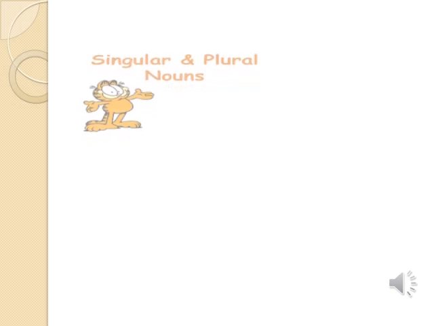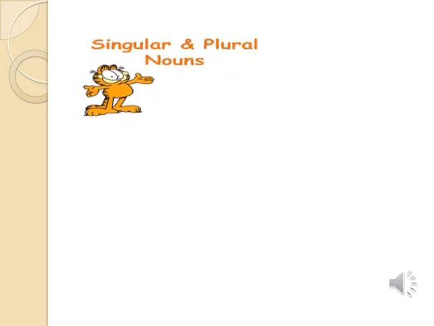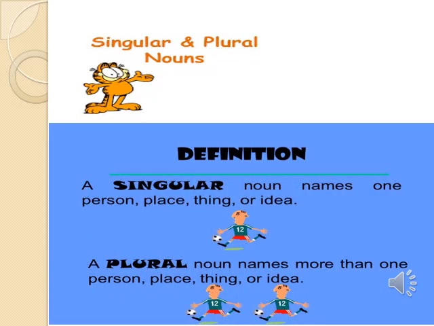Now we have to know the difference between singular and plural. A singular noun names one person, one place, one thing, one animal, only one. We usually say a, an, or one before this noun. For example, when we say a book, that means only one book. When we say an apple, that means only one apple. When I say one boy, it means only one.